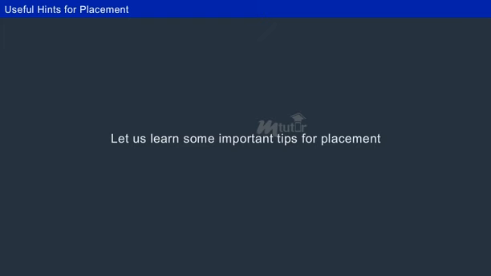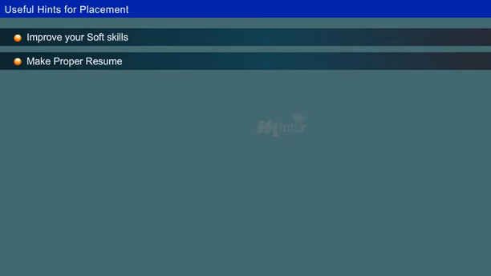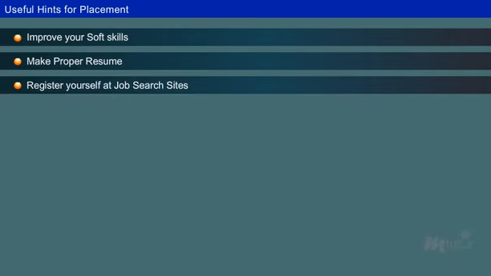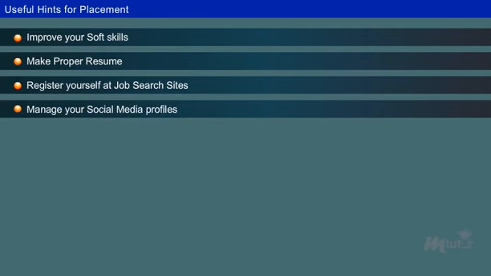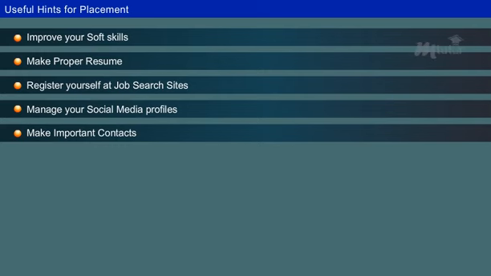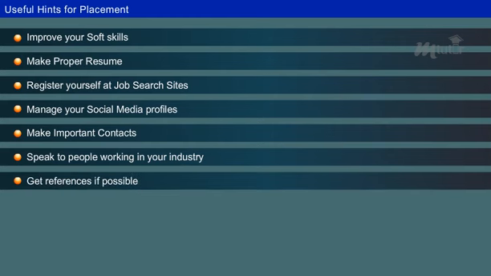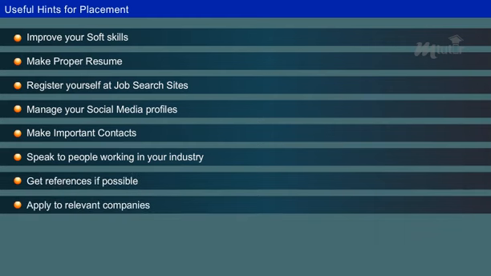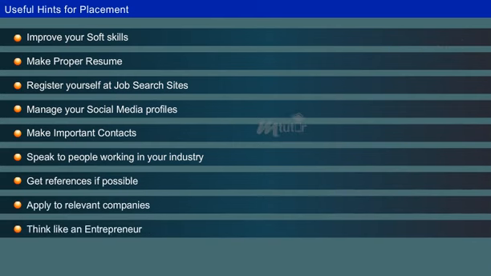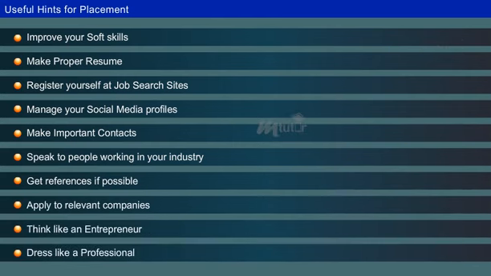Let us learn some important tips for placement. Improve your soft skills. Make a proper resume. Register yourself at job search sites. Manage your social media profiles. Make important contacts. Speak to people working in your industry. Get references if possible. Apply to relevant companies. Think like an entrepreneur. Dress like a professional.